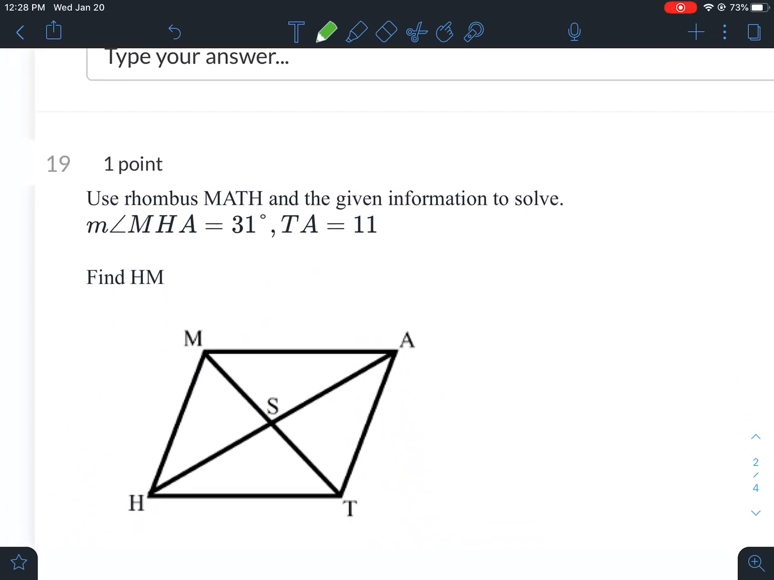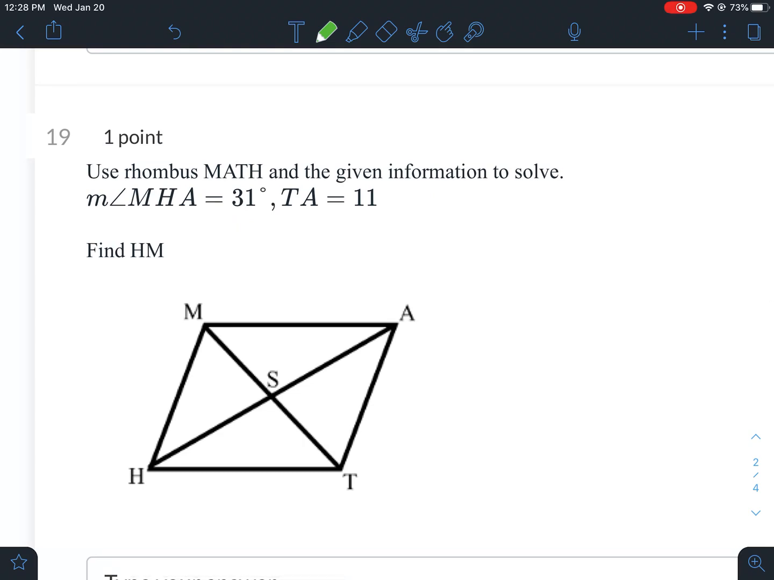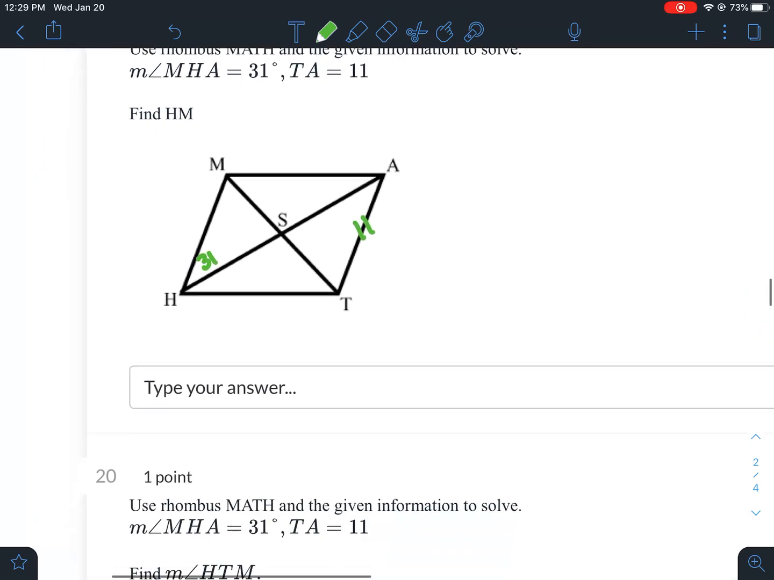19. All right, so looking at 19, this is a rhombus. Okay, our rhombus has the following information. MHA is 31 degrees. And we know this side is 11. Now, as a refresher, rhombuses have everything from a parallelogram, and our sides are congruent, our diagonals are perpendicular, and our diagonals bisect our opposite angles. So they want us to find HM. So think about the fact that all of our sides are congruent. Go ahead and fill that one in.